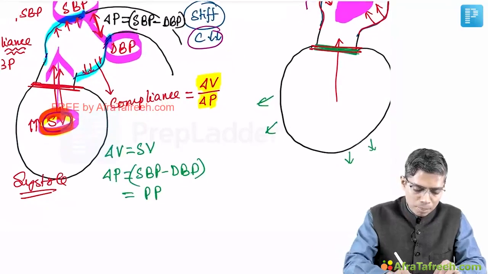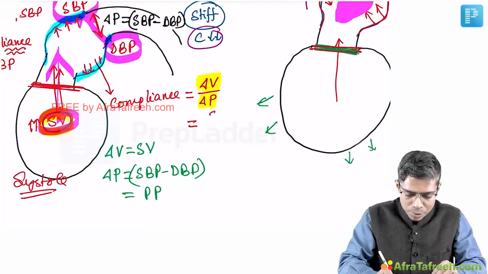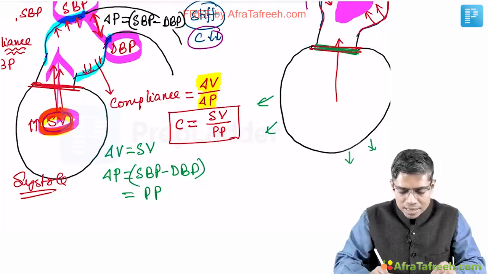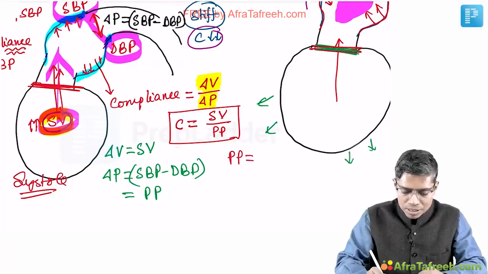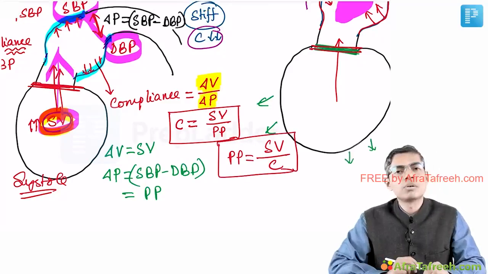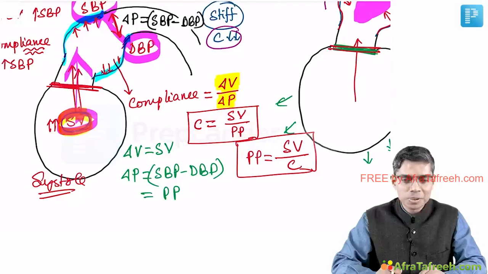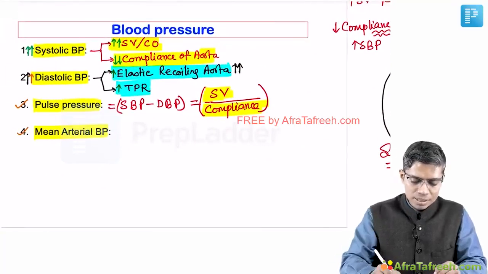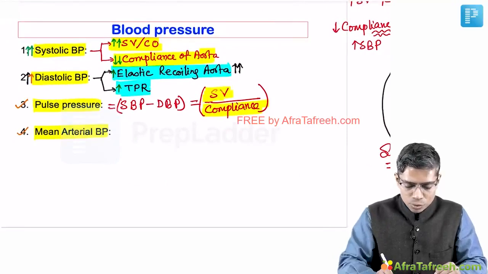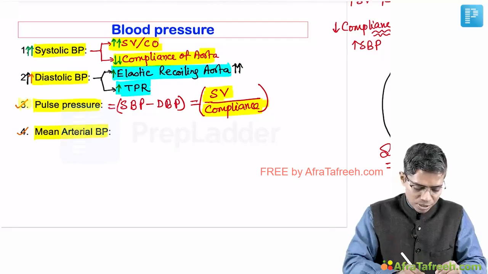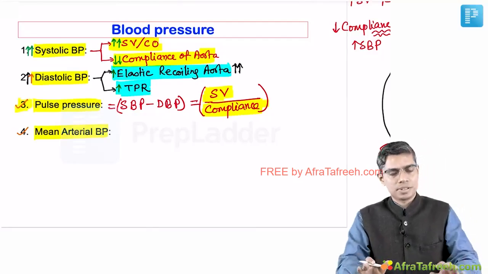That means in this compliance equation, I can easily put that stroke volume upon pulse pressure is the compliance of aorta. So I can easily say that pulse pressure is equal to stroke volume upon compliance of aorta. Getting my point? That's why Guyton is writing, although the explanation is not given, that stroke volume upon compliance of aorta is nothing but your pulse pressure. Got it? So this is about pulse pressure, right?